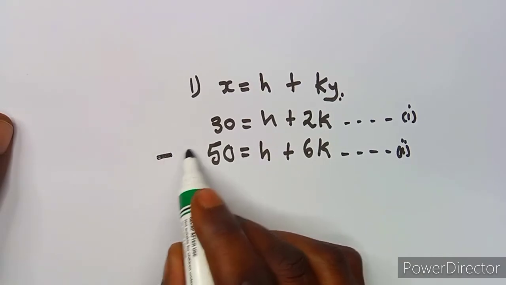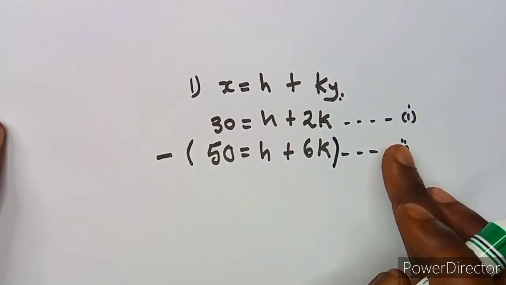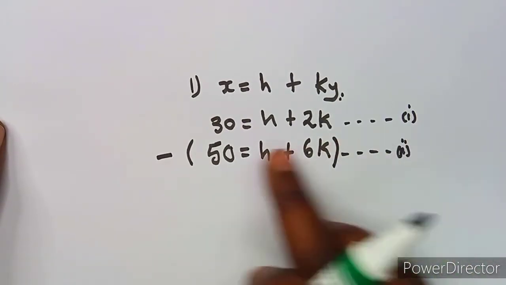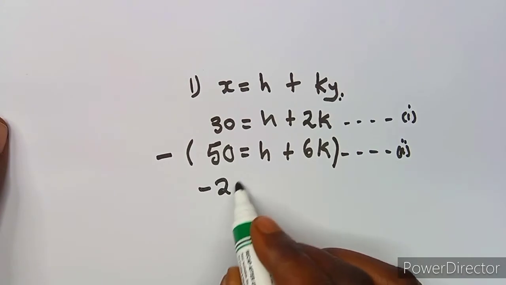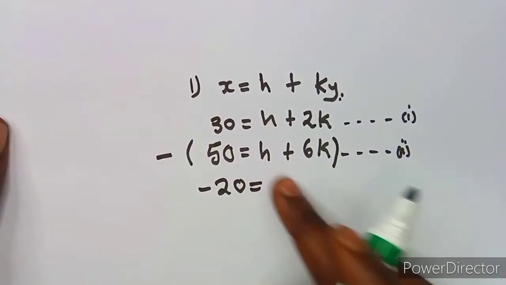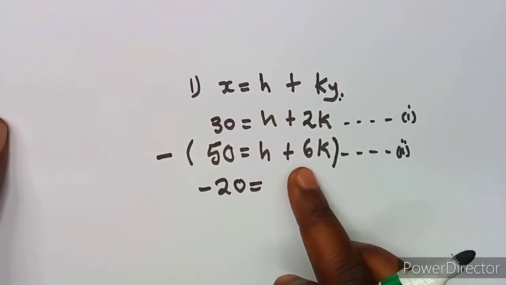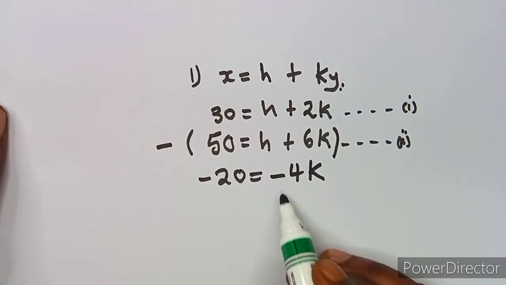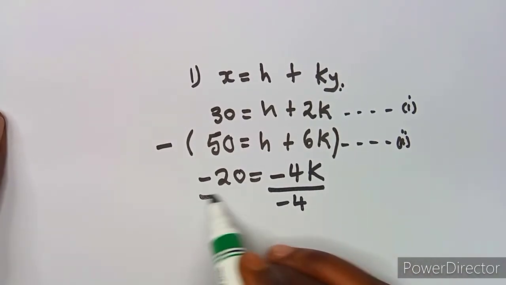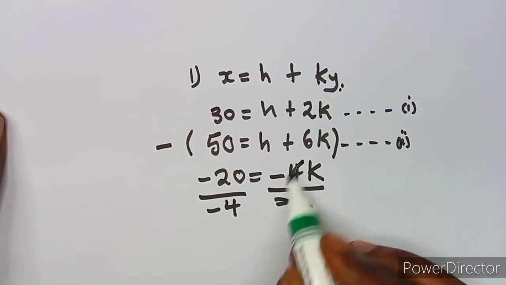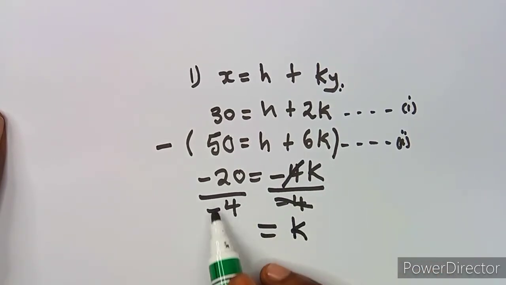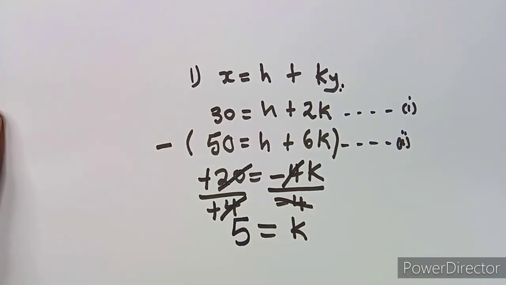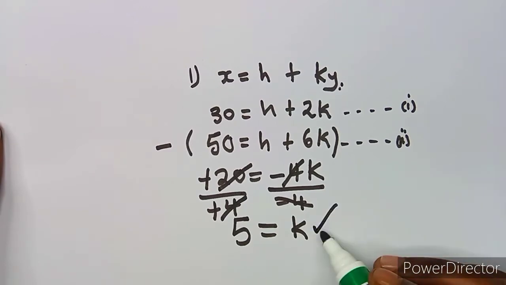So I'm going to subtract equation 2 from equation 1, so it's 30 minus 50, which is minus 20, equal to H minus H, that's 0, and 2 minus 6, which is minus 4K. All right, divide by negative 4 so that I can find the value of K. The negatives cancel, and 4 into 20 is 5, so K is equal to 5. So I now have the value of K.